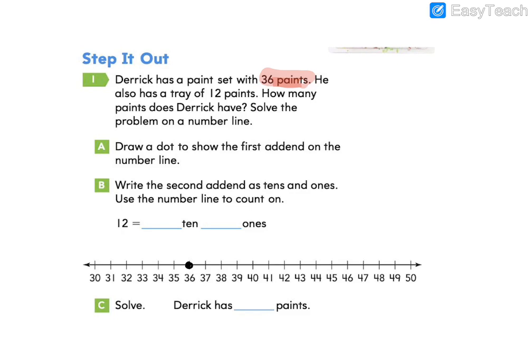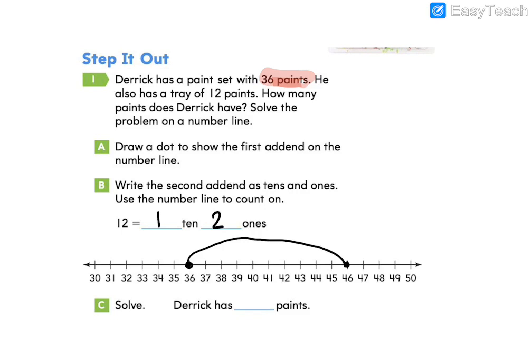Now it asks us to break apart the second addend into tens and ones. 12 is equal to how many tens and how many ones? Go ahead and write it down. You should have written that 12 is equal to 1 ten and 2 ones. Now we want to think about 10 more than 36. 10 more than 36 is 46.